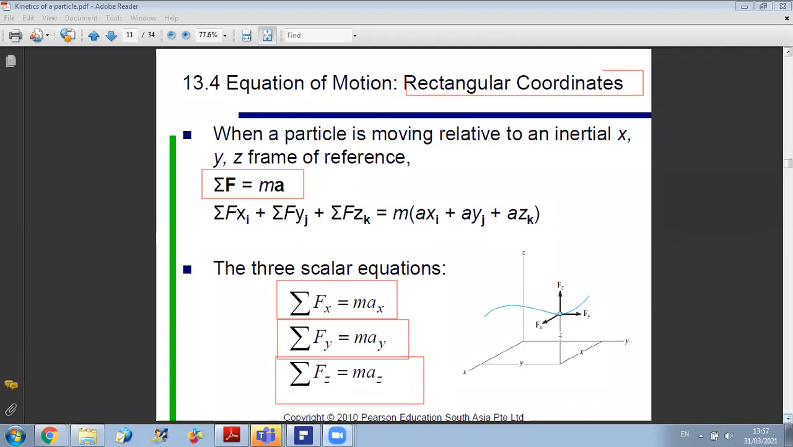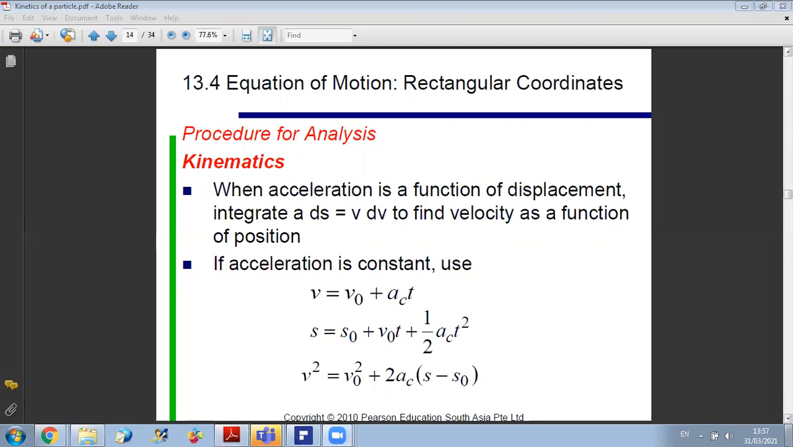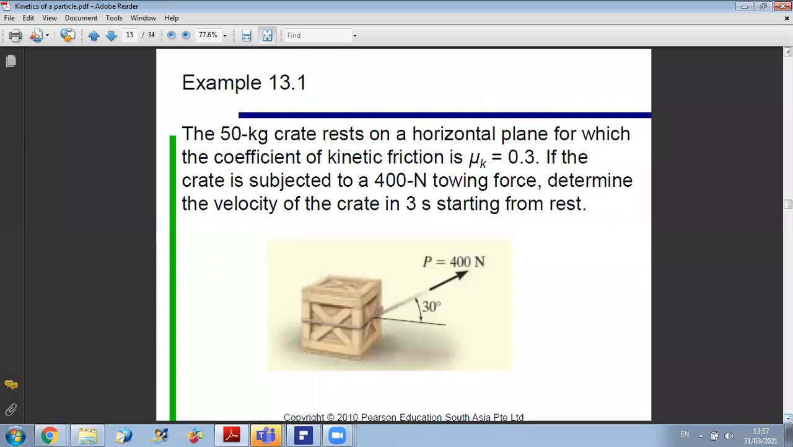Of course, all the relations I derived in the previous chapter will work. After getting A, I can use the previous relations. For example, if A is constant, I can use it to find velocity and position: V equals V0 plus A constant times T, and S equals S0 plus V0 T plus half A T squared, etc. Now, a small example on this.